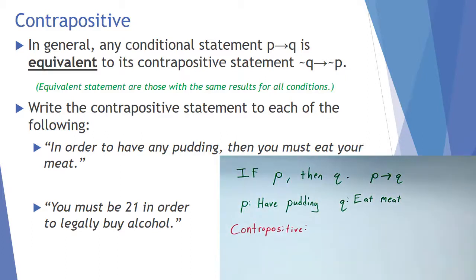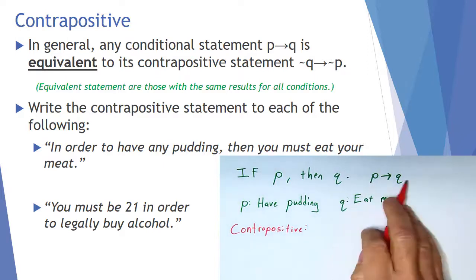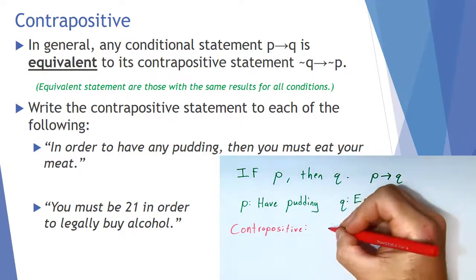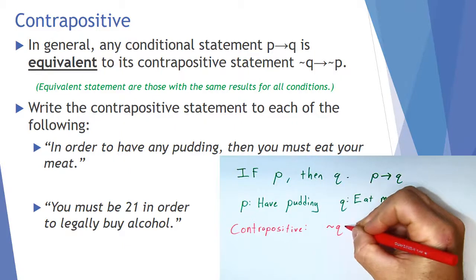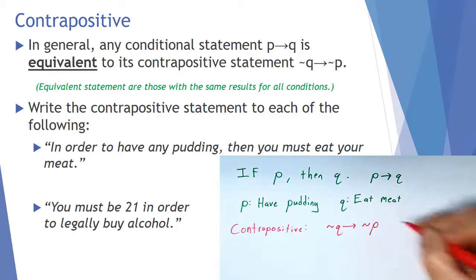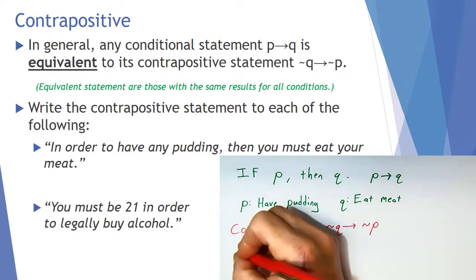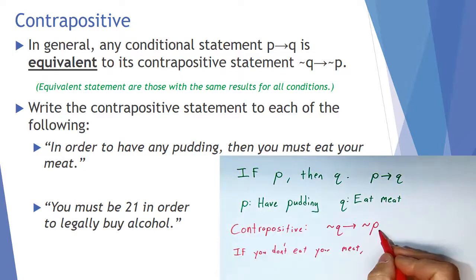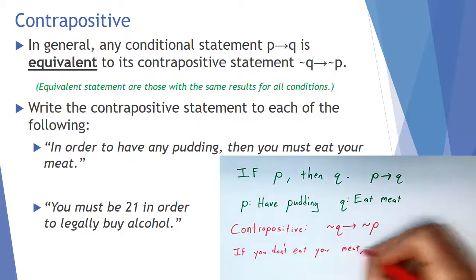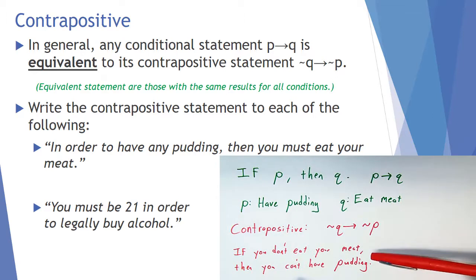But what would the contrapositive be? The contrapositive will be the reversal of this and both negated. Not Q implies not P. Now let's write that in words. That means that another way to say that same statement is, not Q: if you don't eat your meat, then not P: you can't have any pudding. And that conveys all the same conditions. In order to have pudding, you must eat your meat. And if you don't eat your meat, then you can't have any pudding. That would be the contrapositive statement.